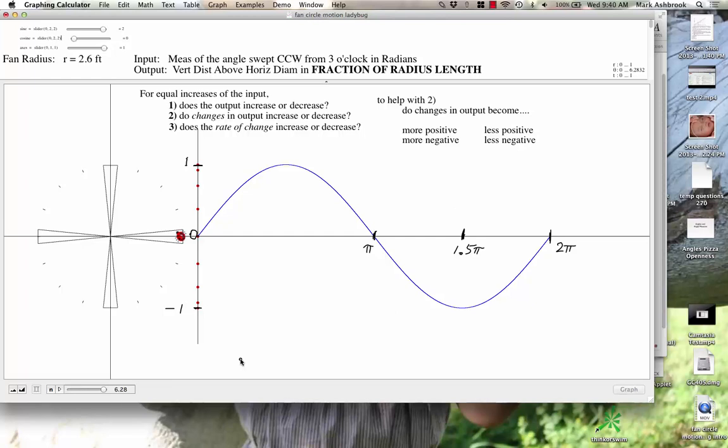Okay, so these values would be true whether it's a bug going around a fan or the second hand of your watch. Does anyone have watches like that anymore? Or if it was some planet orbiting a star, a circular orbit, these values would be the same. So this relationship right here is universal, and that makes it very special.